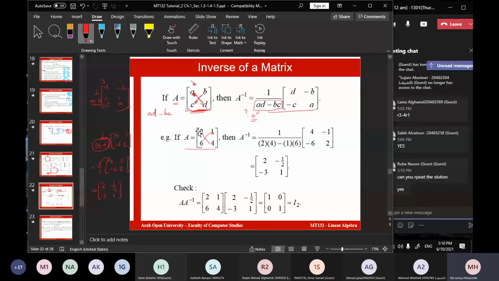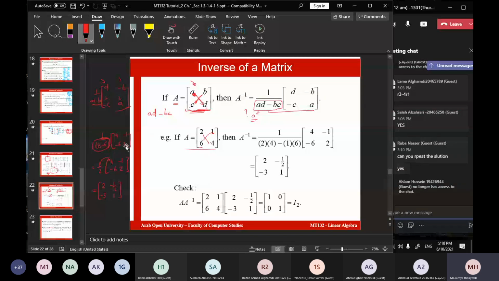Just flip the places of the 4 and the 2. What was 2 became 4, and the 2 goes down. It is here. Then this one was a minus sign and this was a minus sign, so minus 6 here and here minus 1. Did I finish? No, not yet.